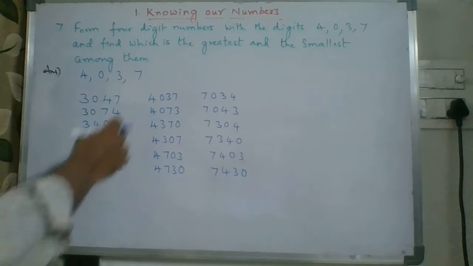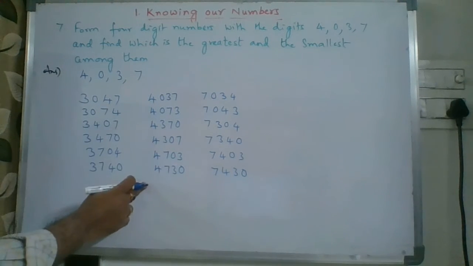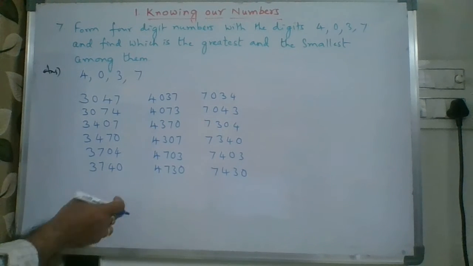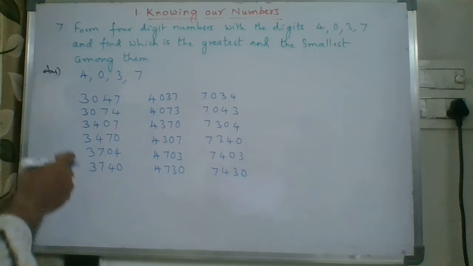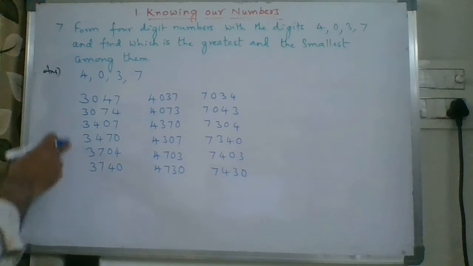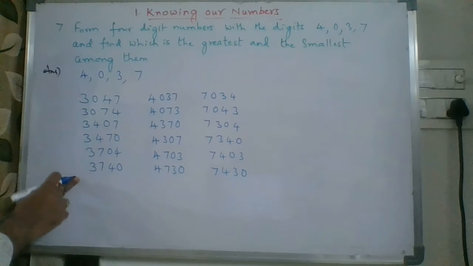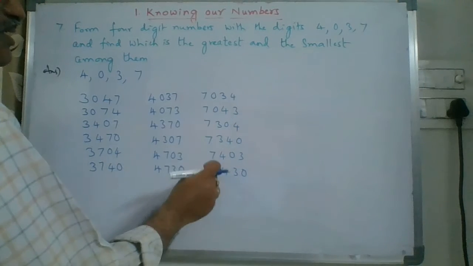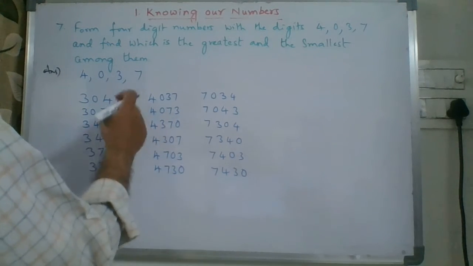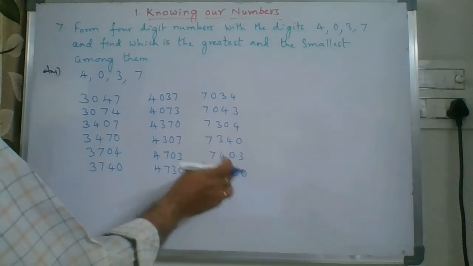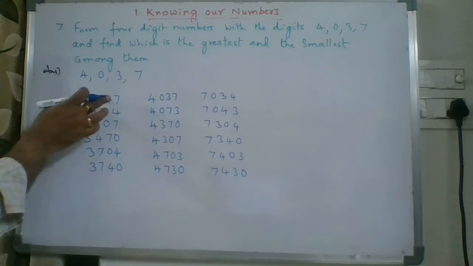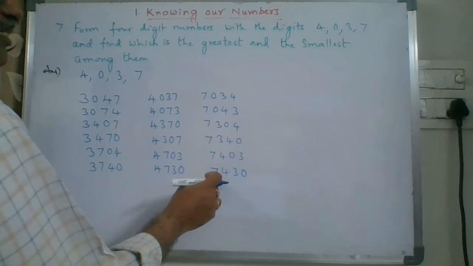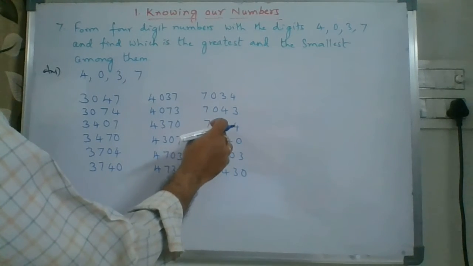Now, I've written the 6 numbers starting with 4 and another 6 numbers starting with 7. Now, find out which is the greatest and the smallest one. Because these numbers begin with 3, the smallest number will come from this column of numbers, and because 7 is the biggest among 3, 4 and 7, the biggest number you will get in this column. So find the greatest one. Here the thousands place is 7, in hundreds place 0, 0, 3, 3, 4, 4.